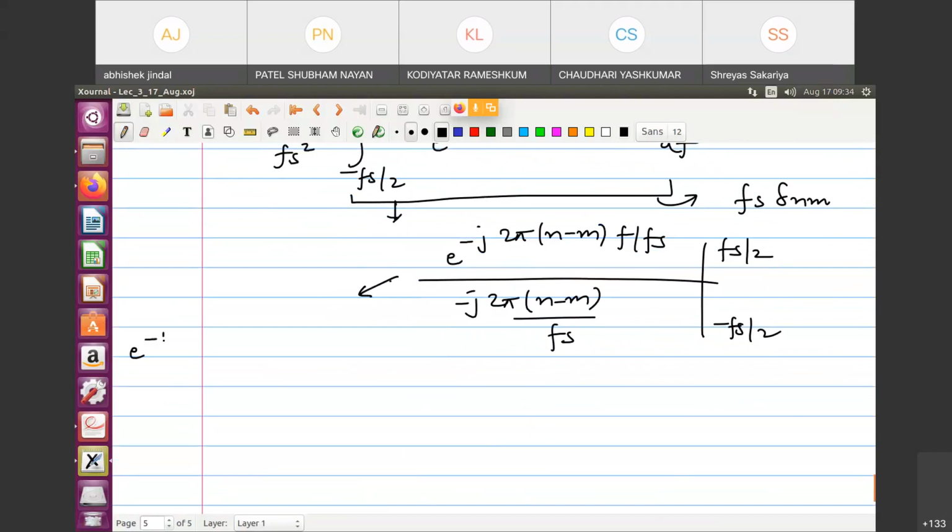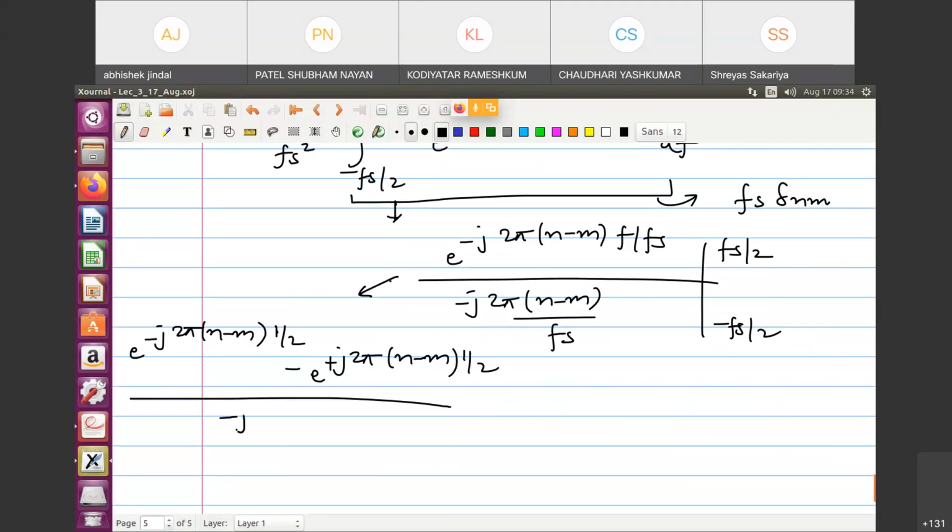It is e to power minus j 2 pi (n minus m) in fs by 2, so it's 1 by 2, so pi is gone. Minus e raised to power minus j 2 pi (n minus m), this is again 1 by 2 with a plus sign. And divide by minus j 2 pi (n minus m) upon fs. Now you can do it.